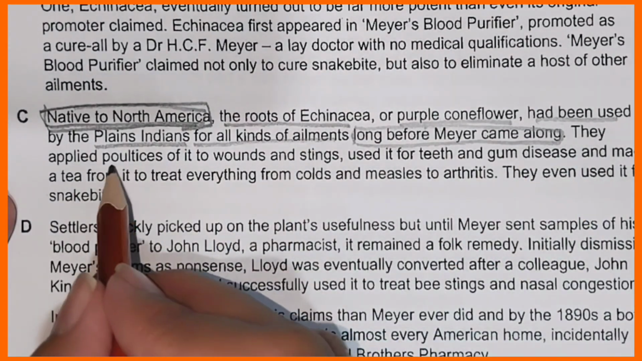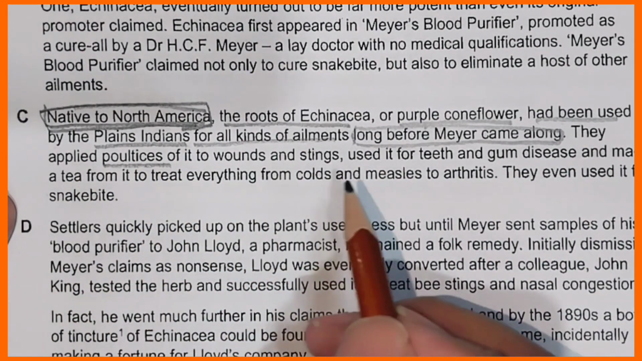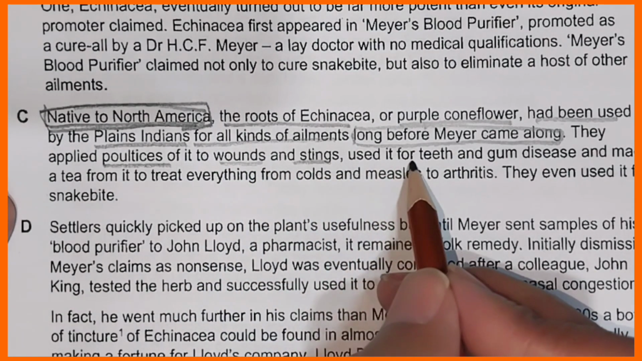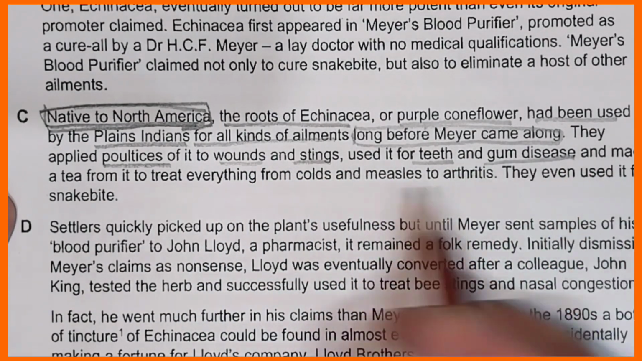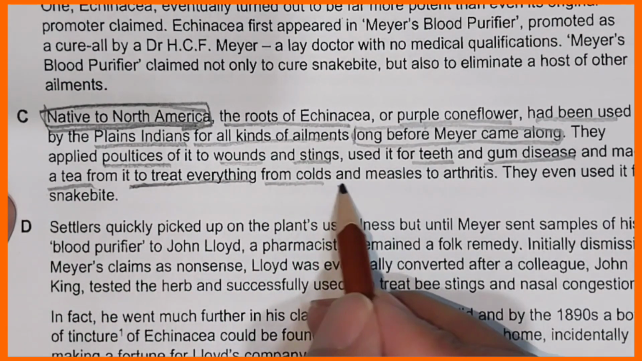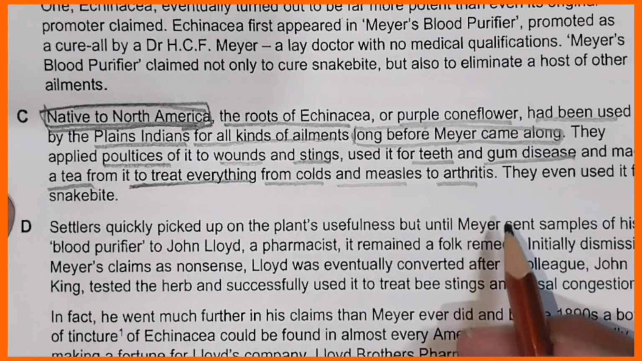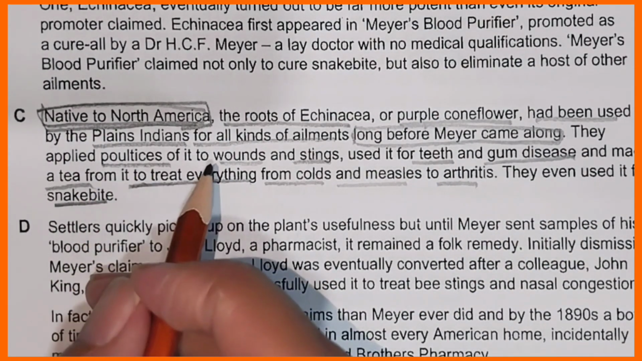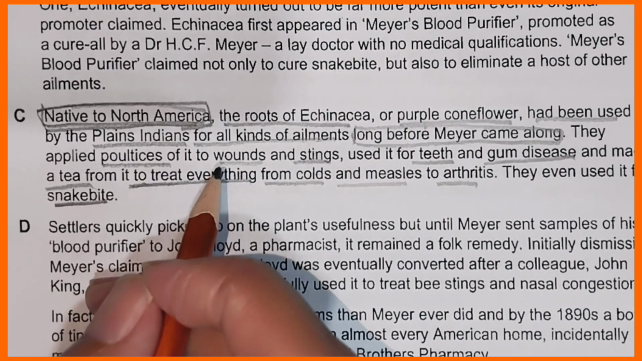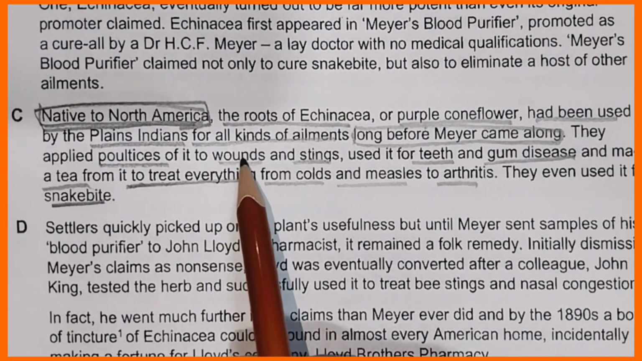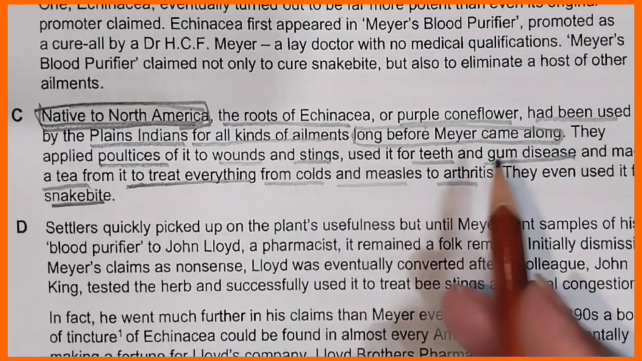They applied poultices to wounds and stings, used it for teeth and gum disease, and made a tea from it to treat everything from colds and measles to arthritis. They have used it for snake bite as well. So native to North America, the roots of echinacea or purple sunflower had been used by the Plains Indians for all kinds of ailments long before.